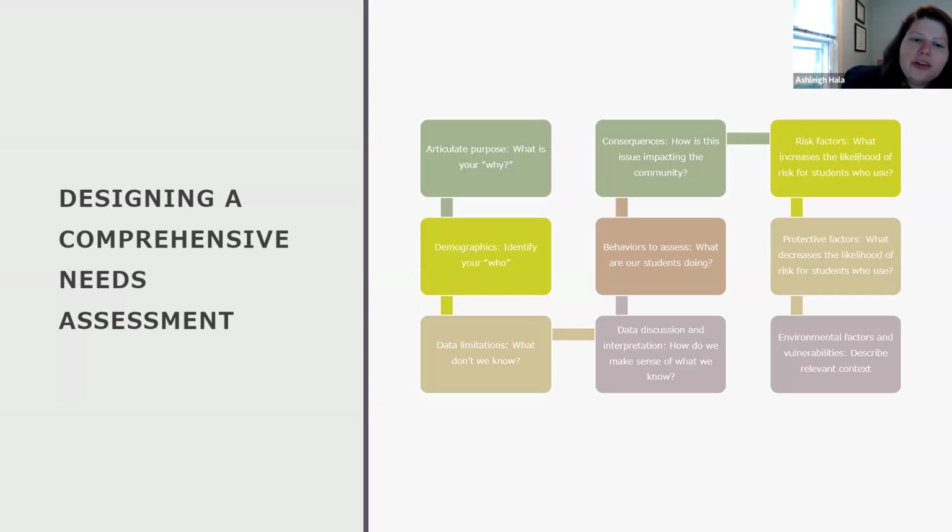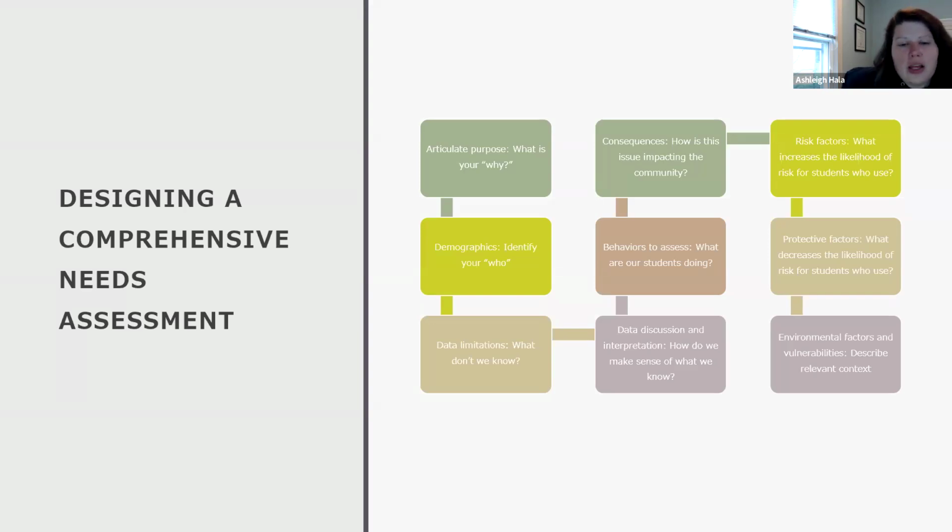Then you think about the who. What are your demographics? Who are you hoping to learn about? We'll talk a little bit more about that in just a moment. What are our limitations data-wise? What don't we know? A great example is we have an electronic health record here in both our counseling and our health services, and we're able to disaggregate a lot of data, so pull data based on class year or race, ethnicity, gender, all these pieces. One ask we continued to get was around student athletes, and the systems that we use didn't indicate if a student was a student athlete or not.